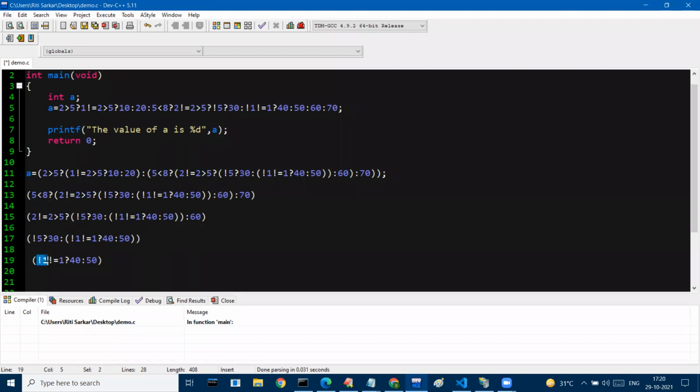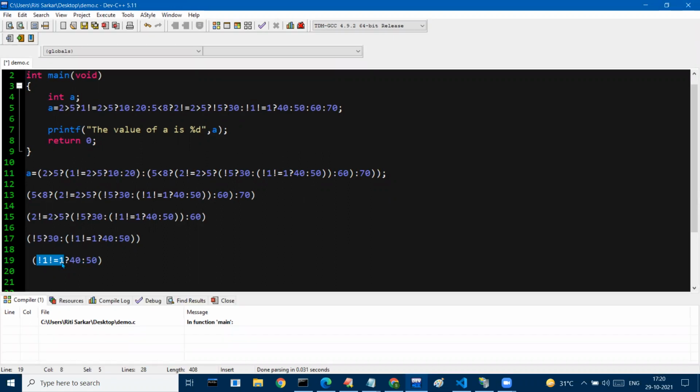So not 1 means what actually? Not 1 means, sir, it's a false value. That means 0. Is 0 not equal to 1? Is the value of 0 not equal to 1? Yes, 0 is not equal to 1. 0 and 1 are not the same. Then what should be the answer? 40 should be the answer.